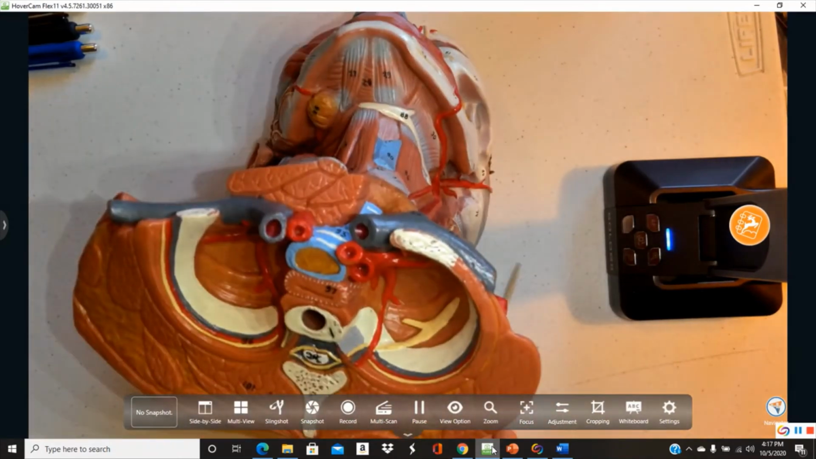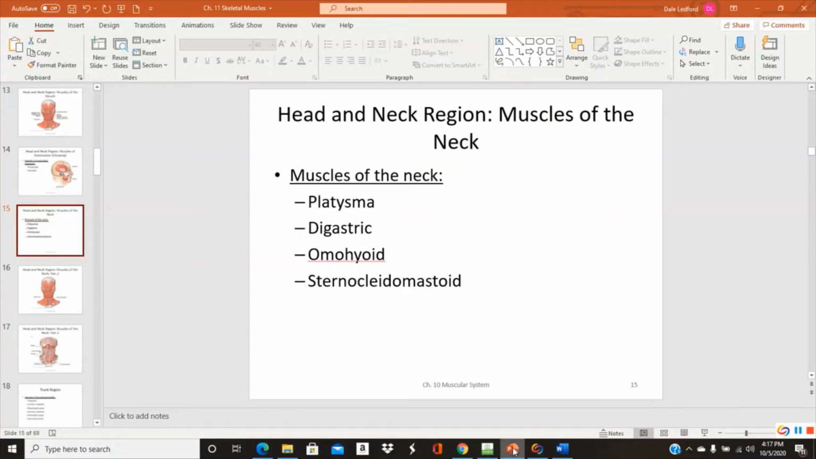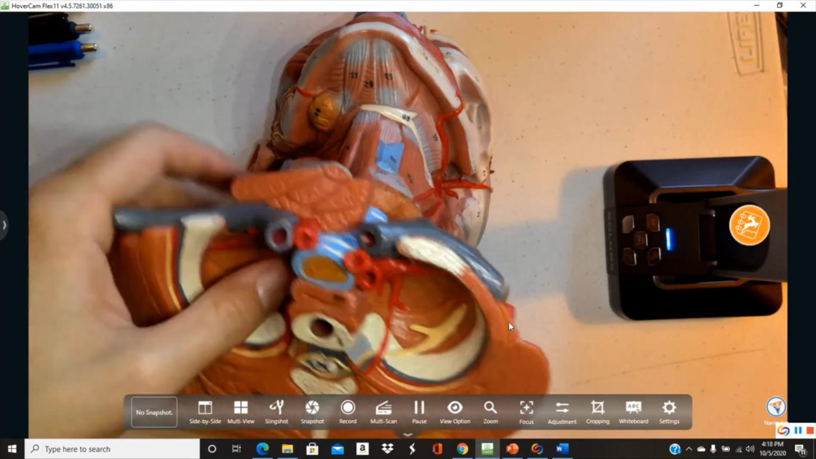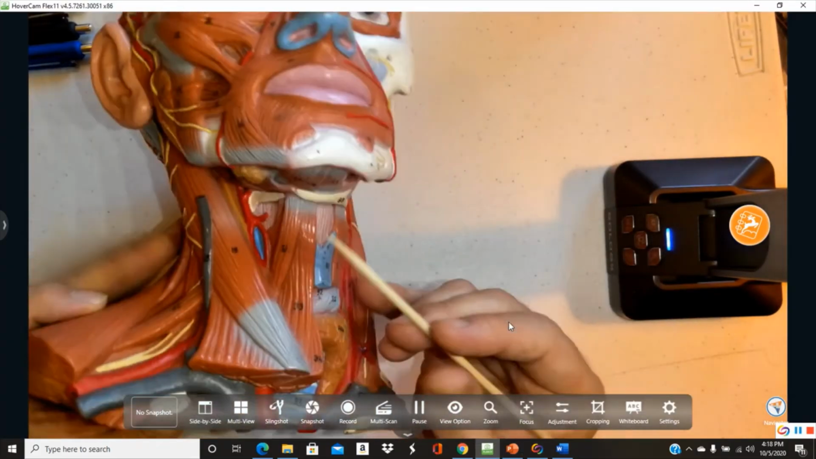Now, the next muscle that we're going to see, the omohyoid, is referred to as a strap muscle. Omus, meaning shoulder, and hyoid. So this muscle comes down from the shoulder up to the hyoid bone. It is a strap muscle. Omohyoid.